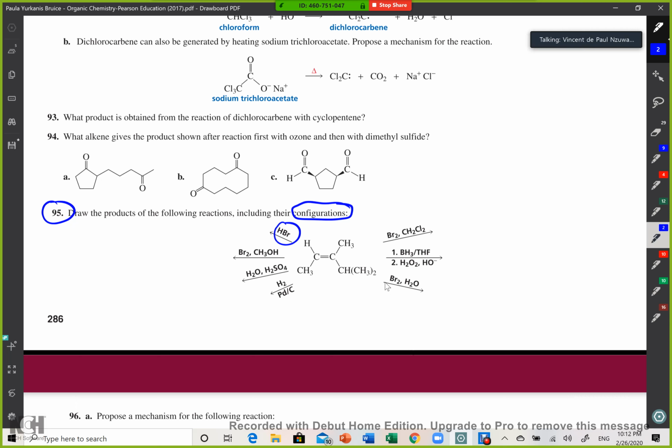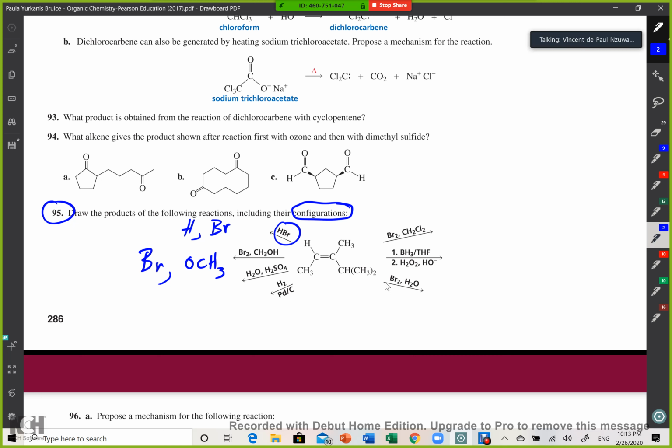HBr means you are adding a hydrogen and a bromine across the double bond. That's what HBr does. Okay. Br2 in CH3OH: this set of reagents will add a bromine atom and an OCH3. No, I'm not drawing the structure yet. We're just recognizing the reagents, what each reagent can do.